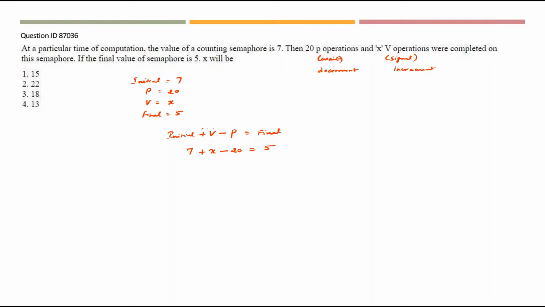So 7 minus 20 will be minus 13 is equal to 5. X is equal to 5 plus 13. X is equal to 18. So there are 18 V operations. Option number 3, 18 will be the right answer.